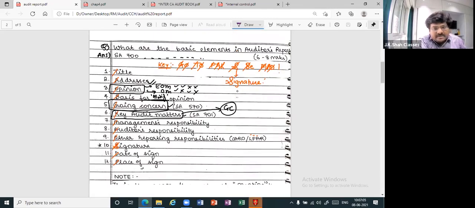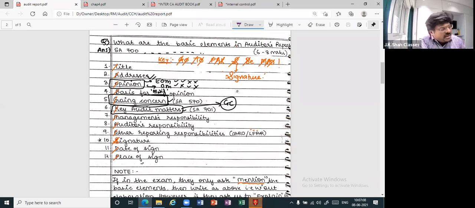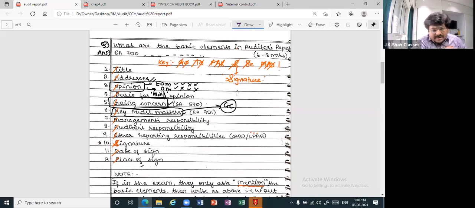Thereafter, we did the basic elements in the auditor's report. These basic elements are given by SA 700. Come on, tell me one by one in line. First is title. Next, addressee. Next, opinion. Next, basis for opinion. Next, going concern. Next, key audit matters. Next, management's responsibility for financial statements. Next, auditor's responsibility. Next, other reporting responsibilities. Next, signature, date of signature, place of signature.